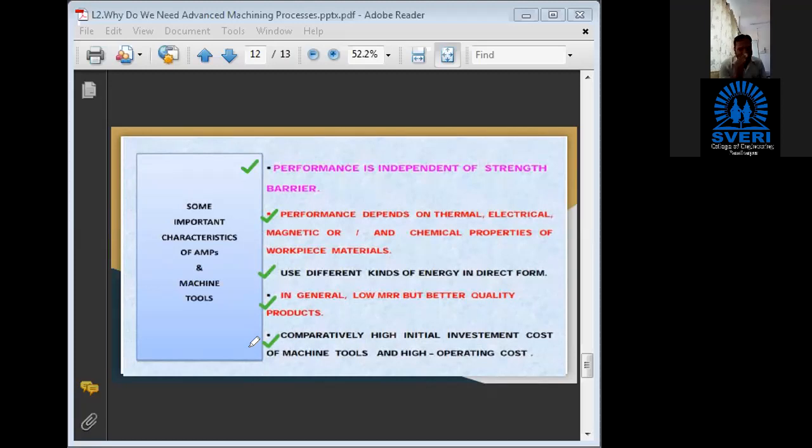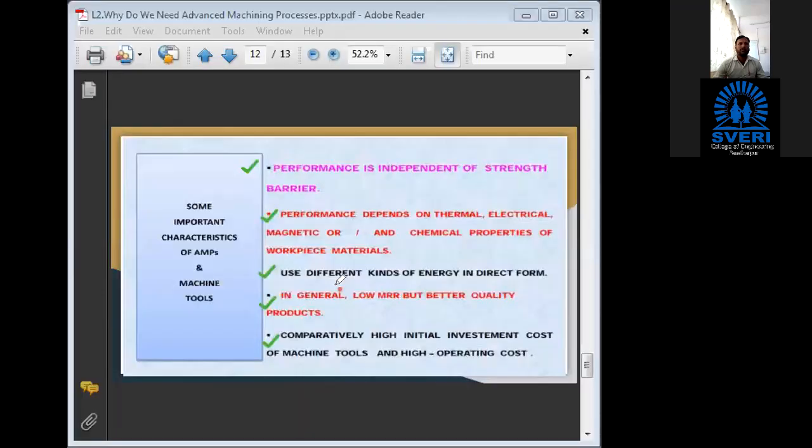That means the initial investment cost of any advanced machining process is higher comparatively to your conventional machining process. Okay, so advanced machining processes have a higher initial investment cost as compared to the conventional machining process. But you will get better surface finish and better quality of product. Okay, so these are some important points.